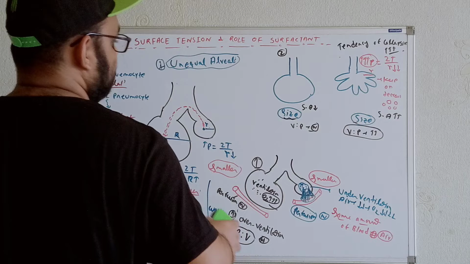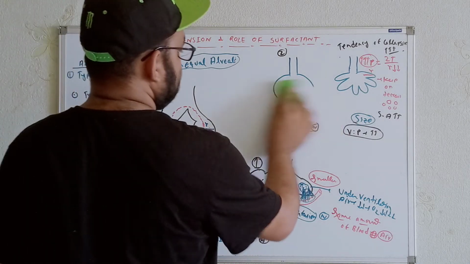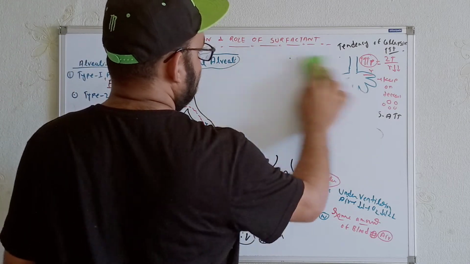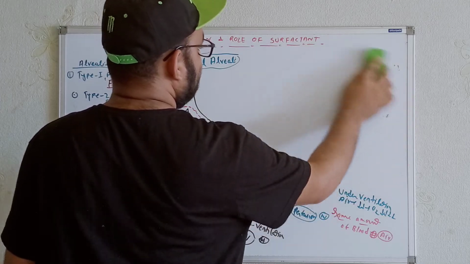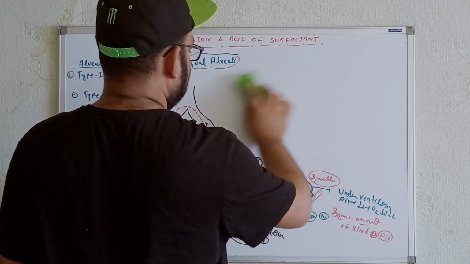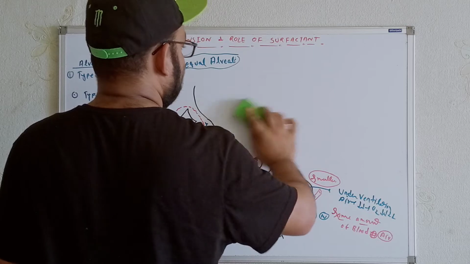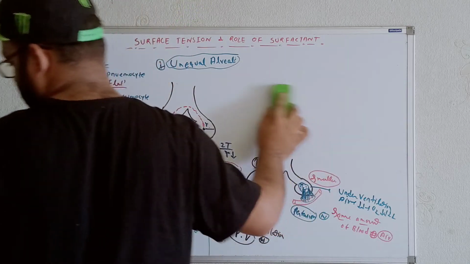Okay, let's talk about the surfactant. Basically, the surfactant is produced by type 2 pneumocytes. So I'll show it over here first.